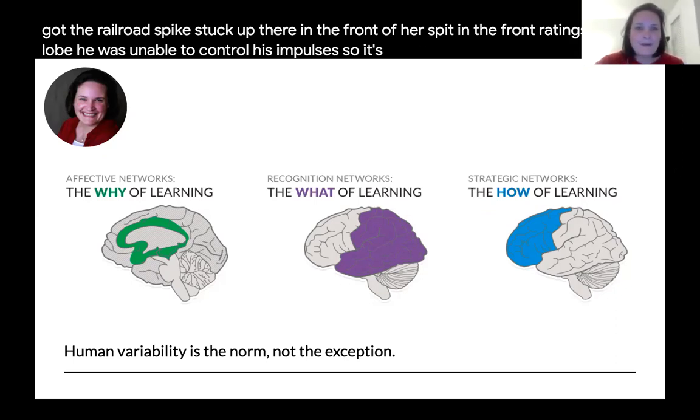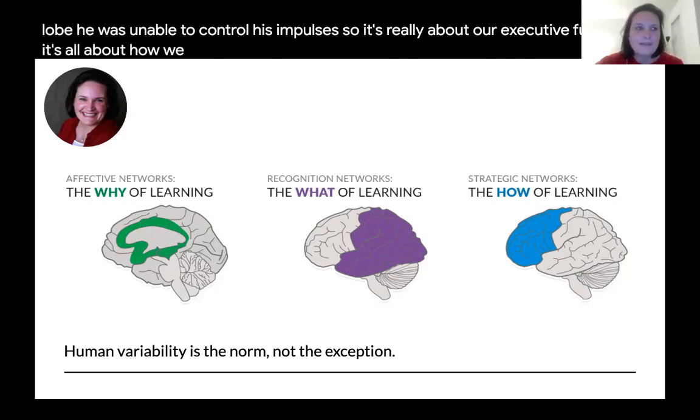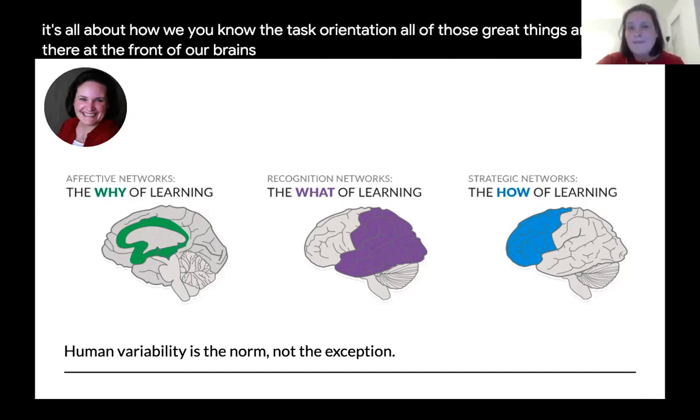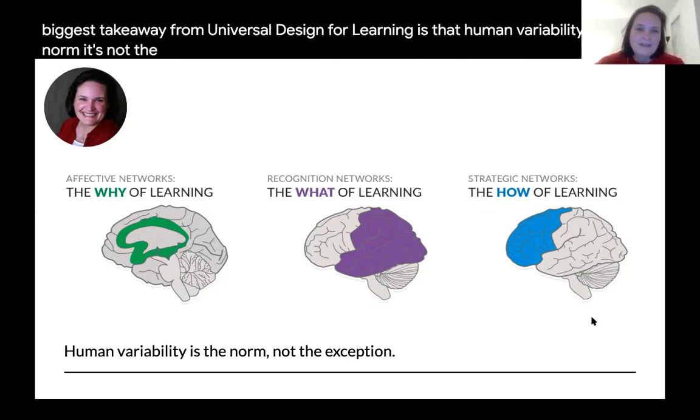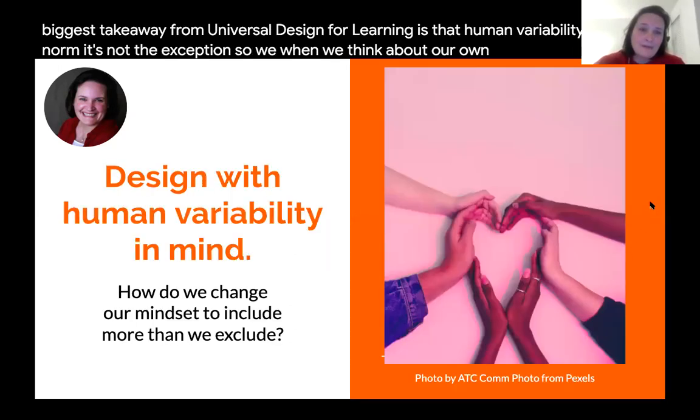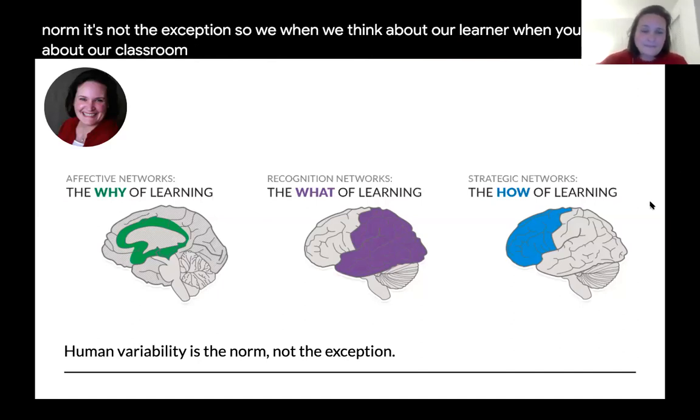So it's really about our executive functions. It's all about task orientation, all of those great things that are right at the front of our brains. And we all vary in how we do that. And so really the biggest takeaway from Universal Design for Learning is that human variability is the norm. It's not the exception.